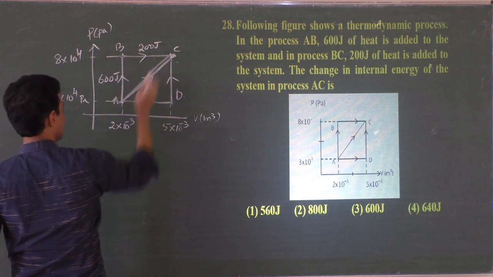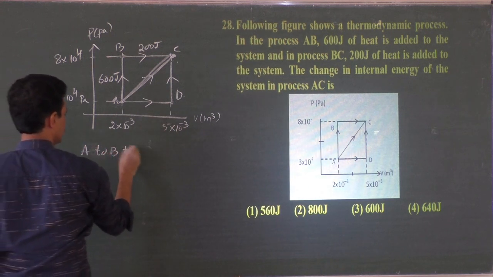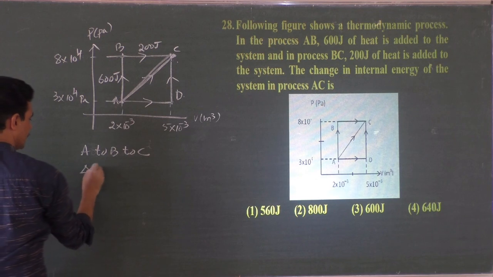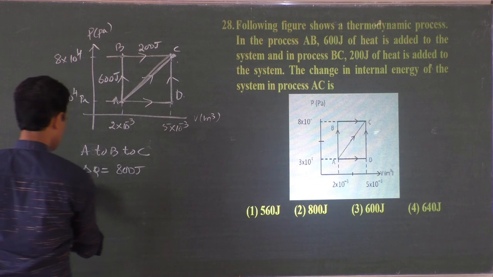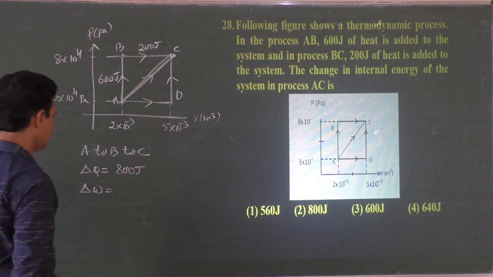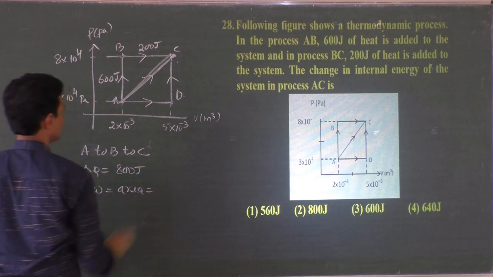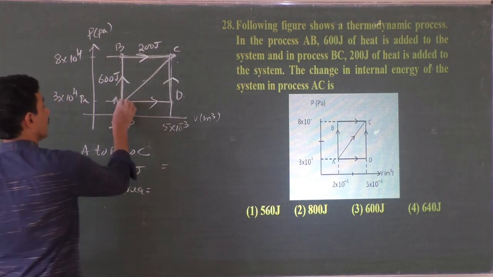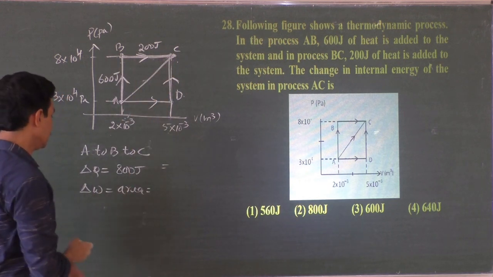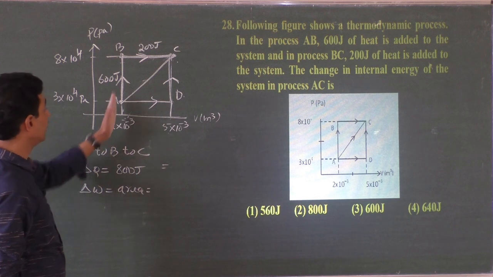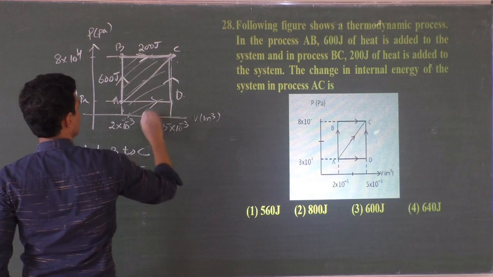You know the total heat energy absorbed from A to B to C. The heat energy absorbed is 800 joules, 600 plus 200. What is the work done in that process? Work done is the area under the curve, right? You are moving from A to B and B to C, and remember work done is given by the area under the full diagram. That means you have to find out this full area up to this.